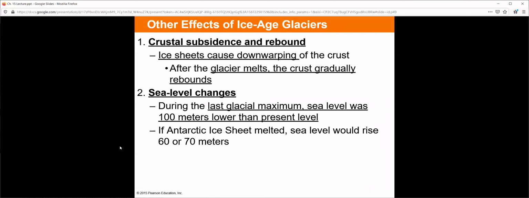Other effects of Ice Age glaciers: crustal subsidence and rebound. We talked about this a bit with volcanoes, but glaciers are heavy, causing the crust to subside. When the glacier leaves, the crust bounces back up. Sea level changes. Store a bunch of water as ice, it's no longer in the sea, which causes sea levels to change. This is an issue that we are concerned about today with our modern climate change issues. As the glaciers melt, sea level rises. A lot of people live at sea level. Not a good thing, right?